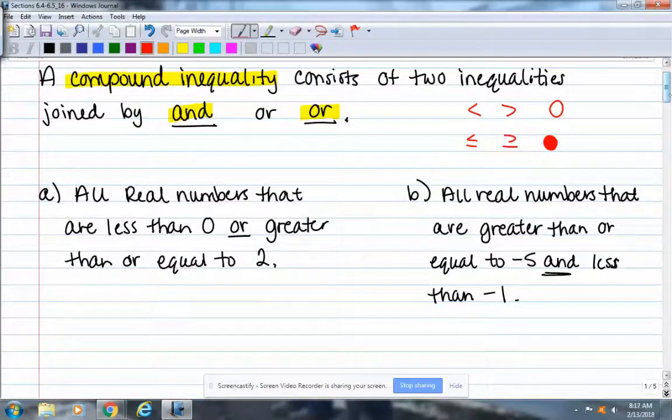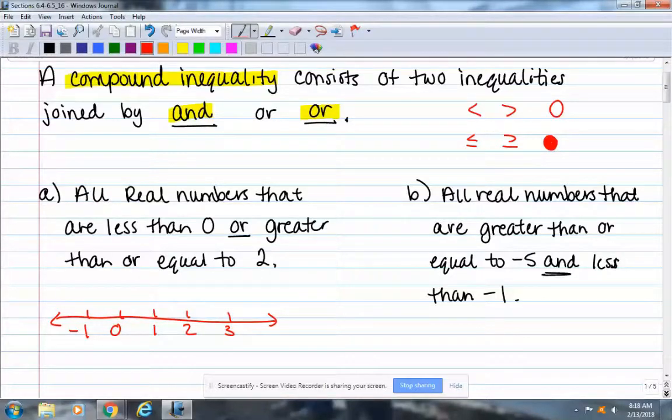So let's just do the first one. A says all real numbers. That means I'm going to show those numbers on a number line that are less than 0 or greater than or equal to 2. Okay, so we're going to take them one at a time. My two numbers they told me were what? 0 and 2. So make sure your number line is big enough to hold both of those numbers. I just did -1, 0, 1, 2, 3. Okay, so just make sure your number line is big enough to cover your two numbers.